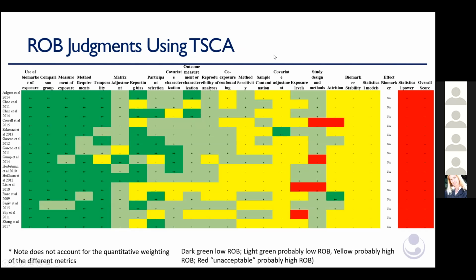And then for the risk of bias judgments using the Toxic Substances Control Act tool, again, you can see the red this time on the screen there on the right-hand side. There's a question within this tool, within those 22 domains, that is about statistical power.